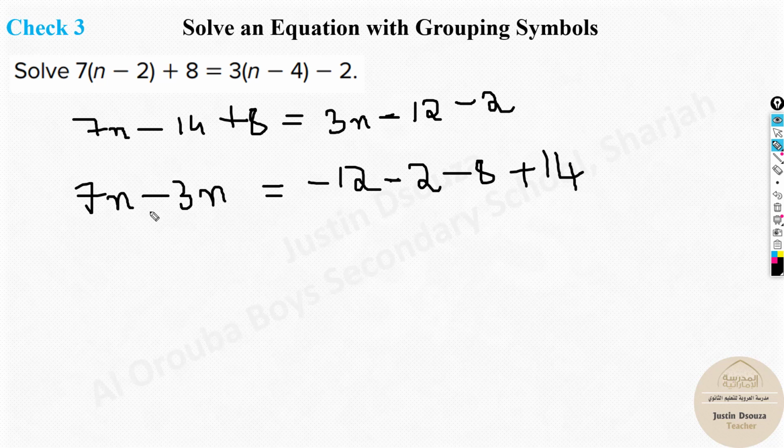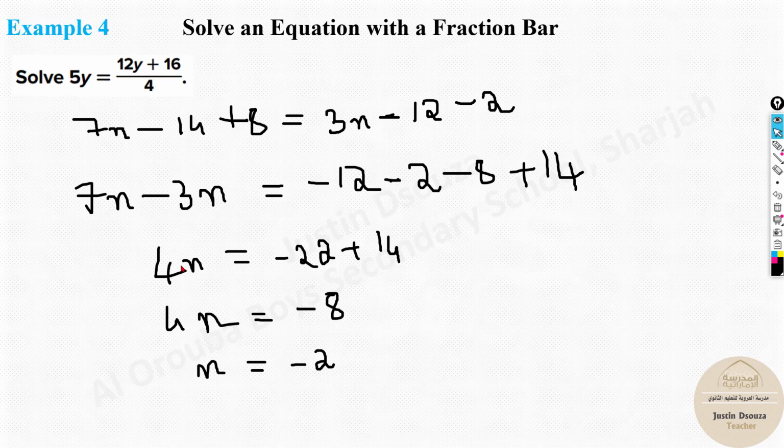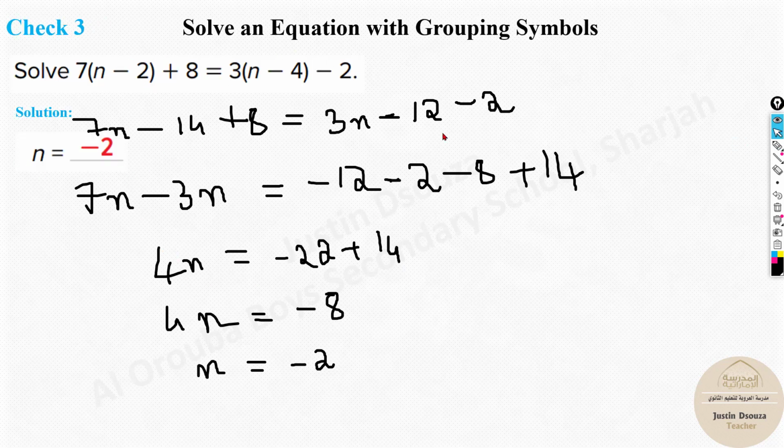Now solve. 7 minus 3 is 4n equals minus 22 plus 14. It'll be equal to minus 8. This is 4n over here. n will be equal to minus 2. How is this? You divide both the sides by 4. It will be minus 2 at the right side. This is the final answer. I hope this is clear.